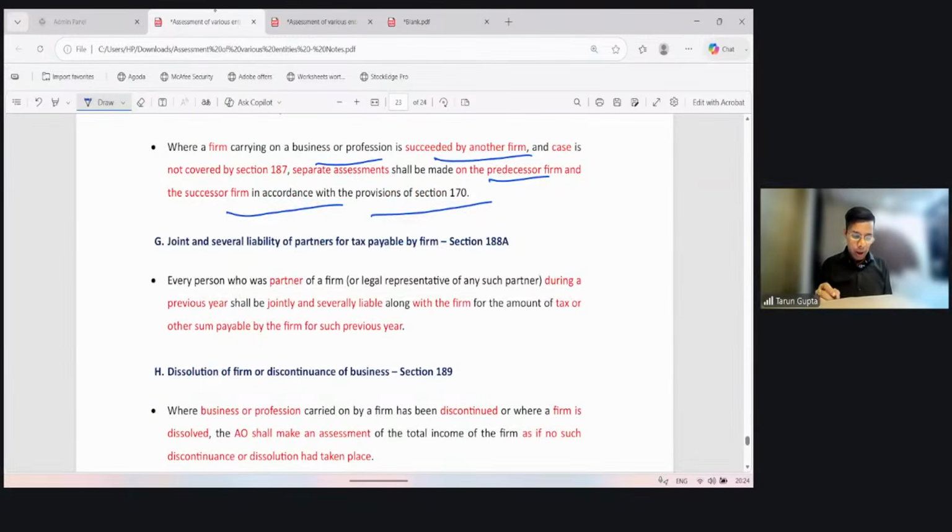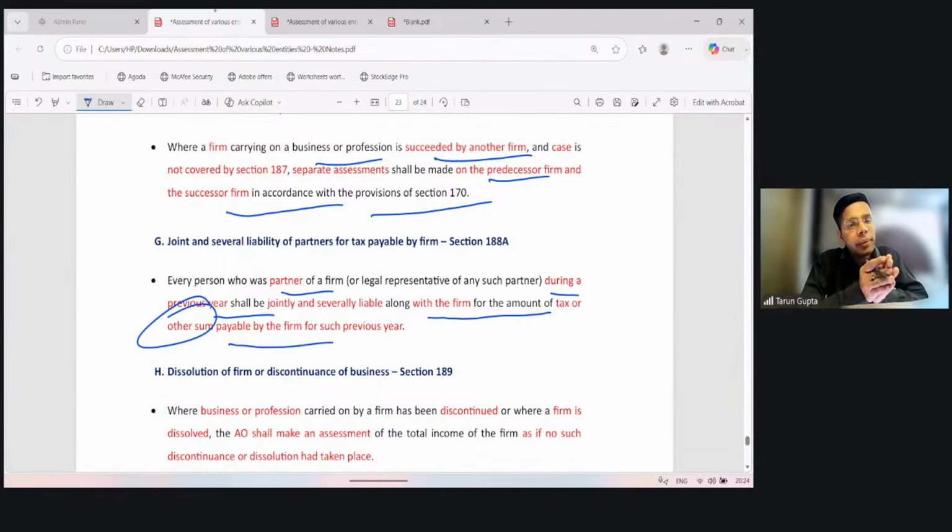Now liability. Every person who was a partner of a firm during a previous year for which the tax liability has arisen shall be jointly and severally liable along with the firm for the amount of tax or other sum payable by the firm for such previous year. Other sum means penalty, etc. So if there is an assessment for any year, every person who was a partner during such year shall be jointly and severally liable for the demand computed in such assessment, on the firm and such partner along with the firm.